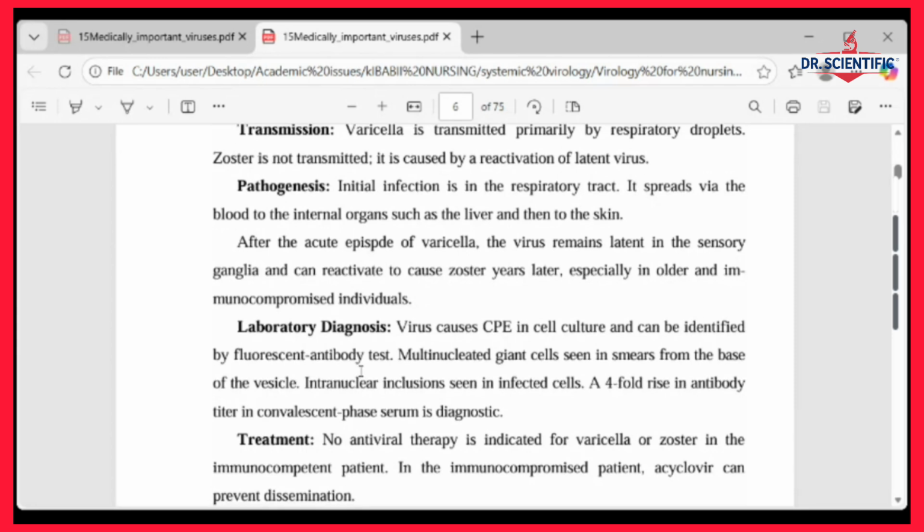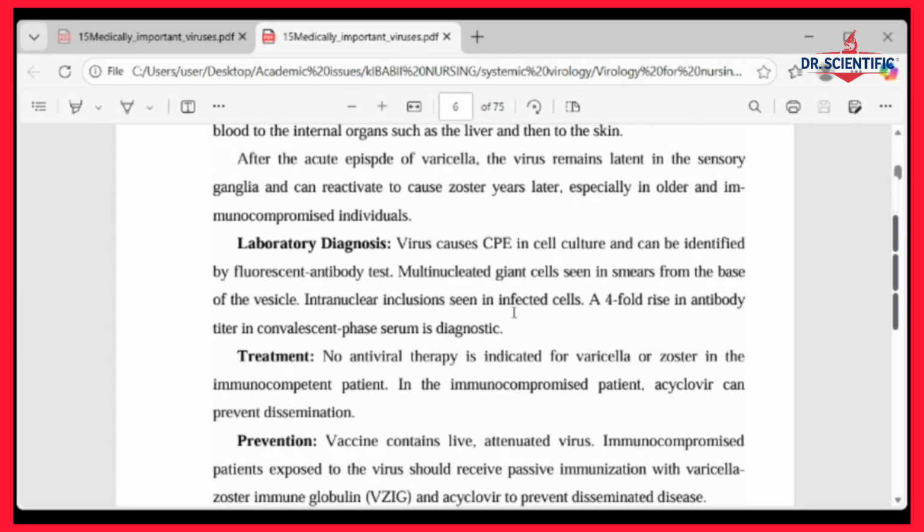How do we diagnose? We can look for the cytopathic effect of the virus. We can check in cell culture. We can also identify it using the fluorescent antibody test. So this can be done.